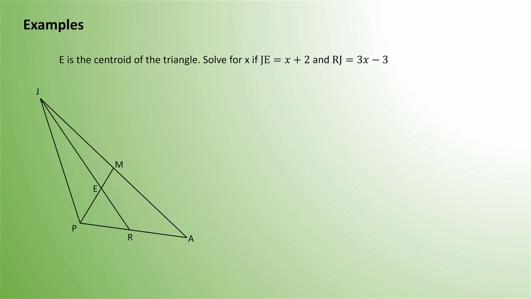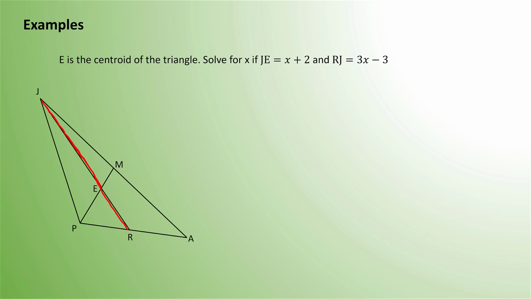Now, let's jump into our algebra type problems, okay? So when we're using the algebra, it's not always going to simplify as nicely as what we may want it to. But the setup is still the same. So we're solving for x, and we have the segments of JE and RJ. So JE is this longer piece, and RJ is the entire median.